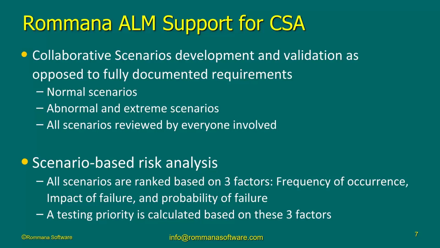All right, and Rommana ALM uses these three factors to calculate what's called the testing priority. The testing priority is normally a number between 1.0 and 3.0. And by the way, this feature of scenario-based and risk-based testing has been in Rommana ALM for the last 7 years now, before even FDA decided to go with the CSA.